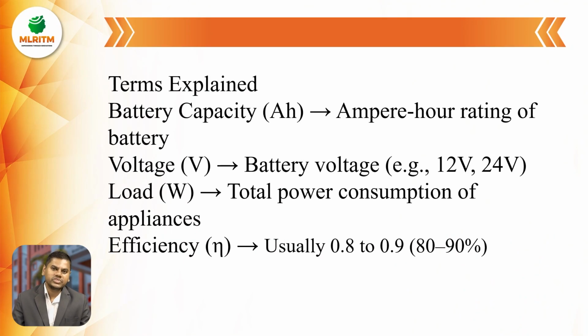Next, terms explained. So we are explaining some terms. What is battery capacity? The battery capacity we take in Ah, which is ampere hours. So here, ampere hours rating of the battery. Next, the battery voltage. Battery voltage examples: 12 volts, 24 volts, or below also. Some batteries are 6 volts, 10 volts. Here I am taking the example of battery voltages 12 volts and 24 volts.